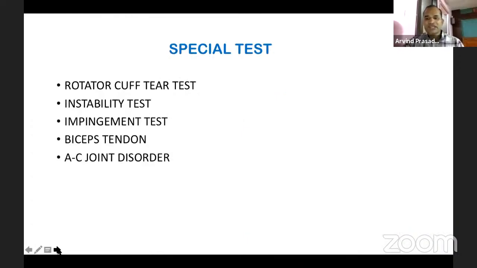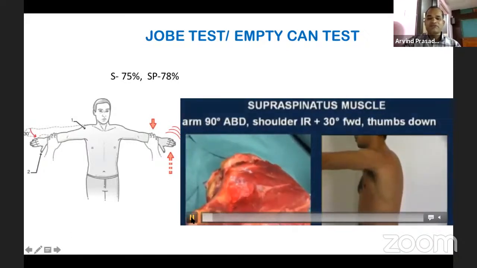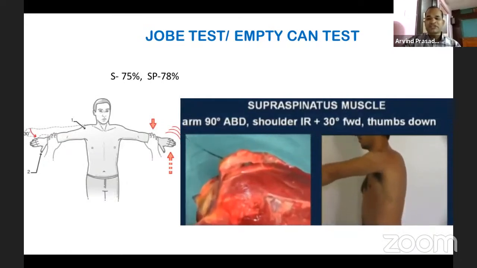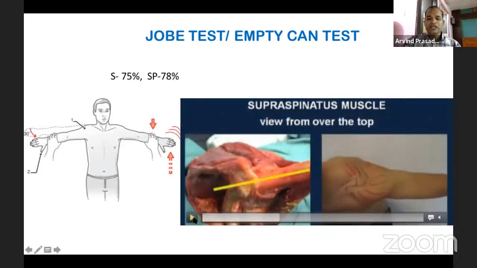Then after these generalized tests, the special tests are described around the shoulder joint, particularly for rotator cuff tear, instability, impingement, biceps tendon, and AC joint disorder. We'll start with the rotator cuff tear. The first test is the Jobe test, also called the empty can test. It is done with 90 degrees of abduction of the shoulder and 30 degrees of forward flexion. In this, the humerus comes in the line of the supraspinatus.